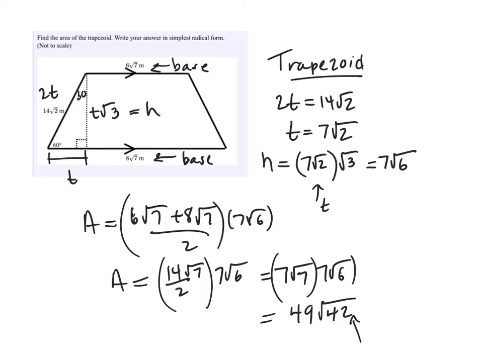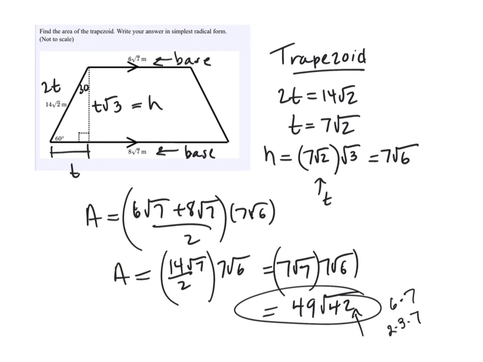Now, we always look at what's under the root and ask ourselves, can that possibly be simplified? 42 is 6 times 7, and 6 is 2 times 3. If we break a number down into its prime factors, the numbers that multiply to 42 that are all prime numbers, we can see there's no perfect squares in there. So our answer then is 49 root 42. And our label is meters squared.